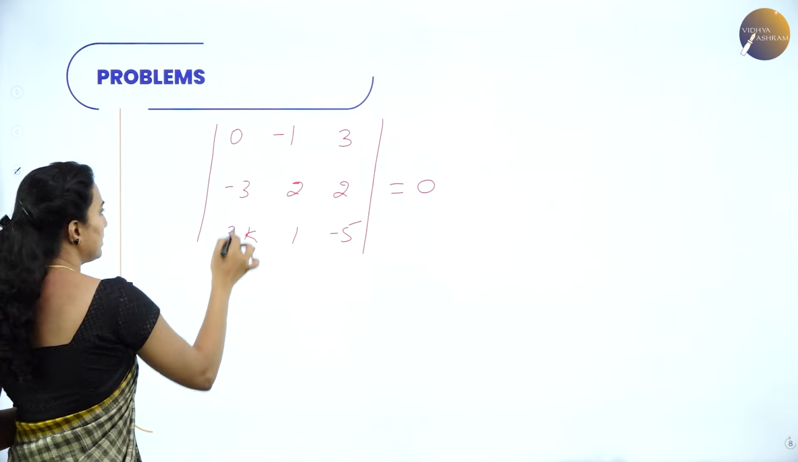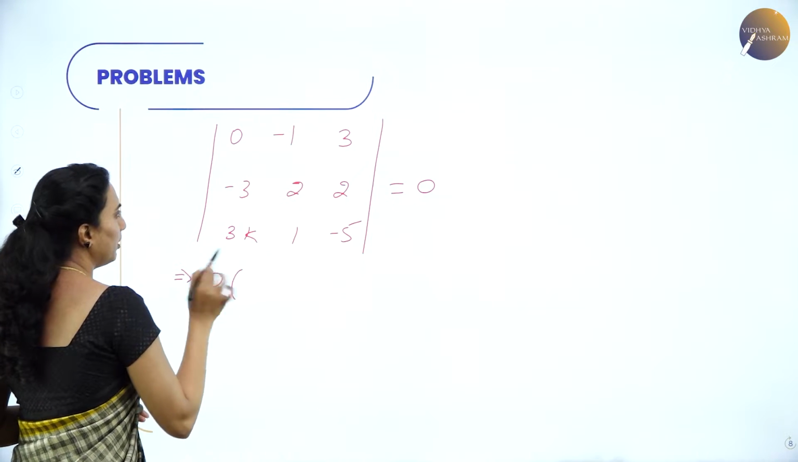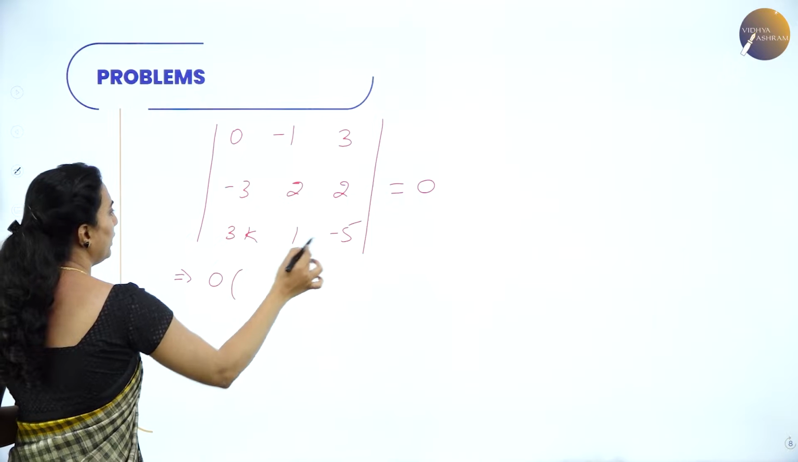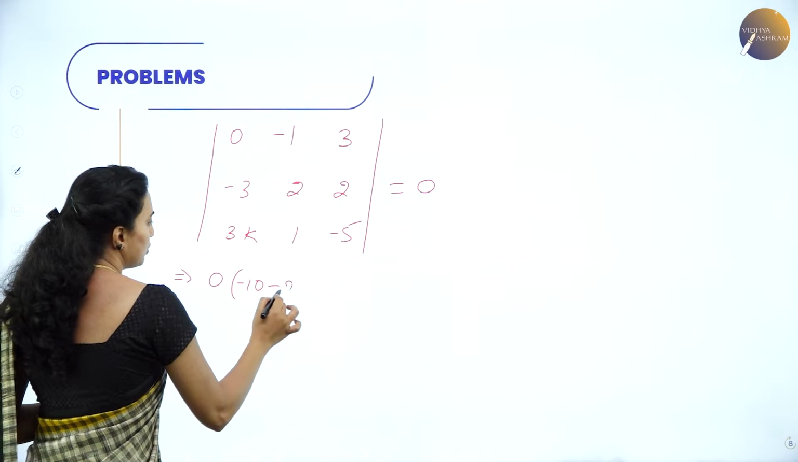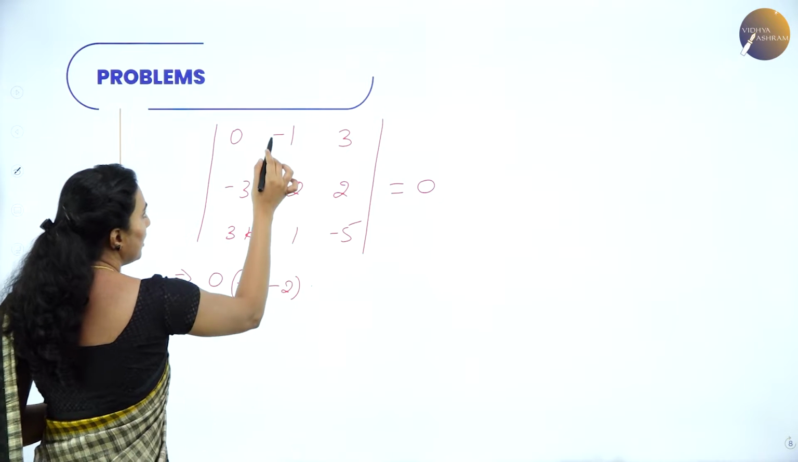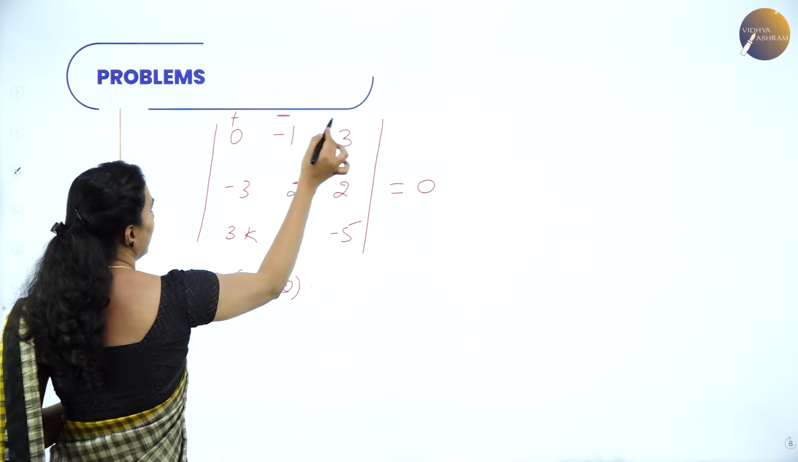So leaving the first row, first column, 0 into anything will be 0 only. So 2 into minus 5 which is minus 10. Again minus 1 into 2 is 2. Again plus, see here a minus sign will be there, minus into minus will become plus because the signs are plus, minus, plus.